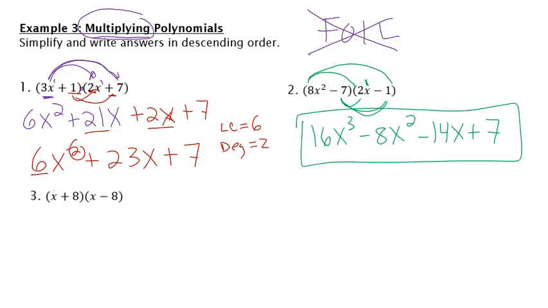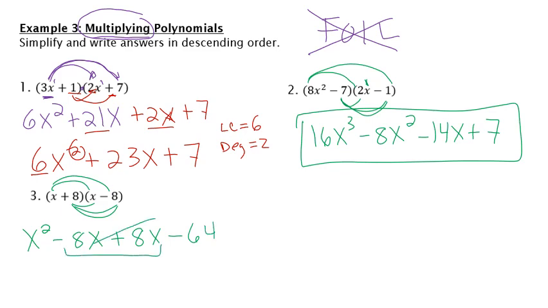And then number 3, same thing. We would just distribute, and you get x squared minus 8x plus 8x, and then minus 64. And then these do have like terms that cancel out, and we would get x squared minus 64.